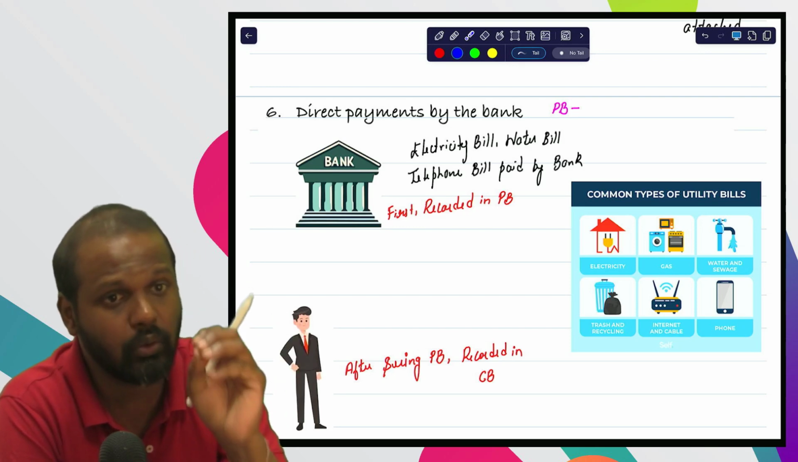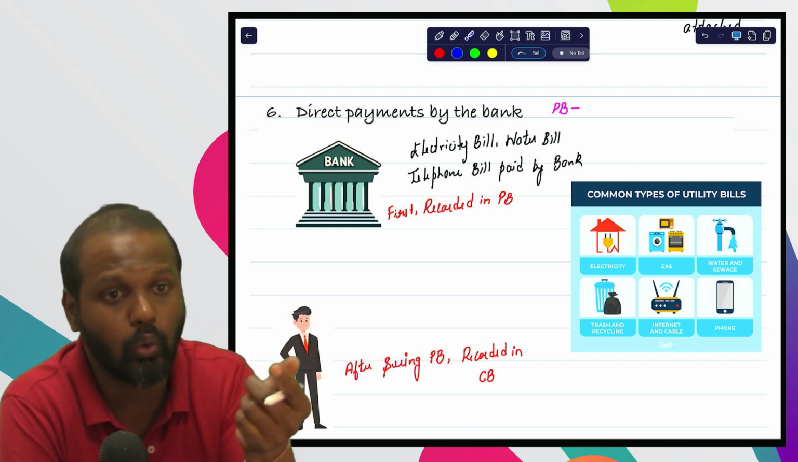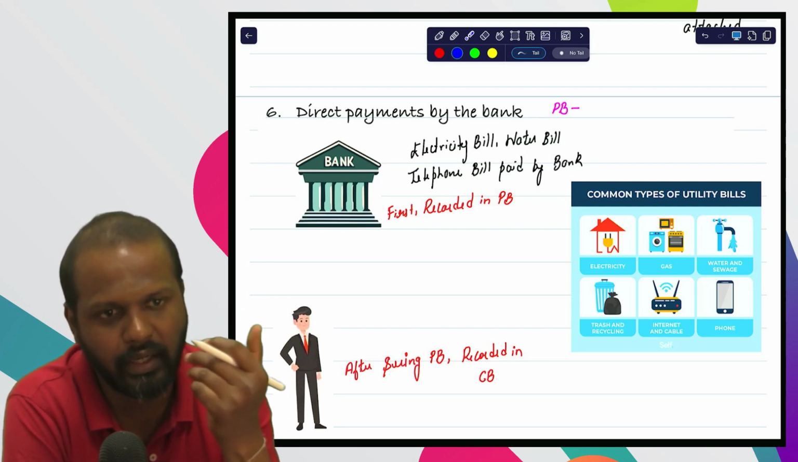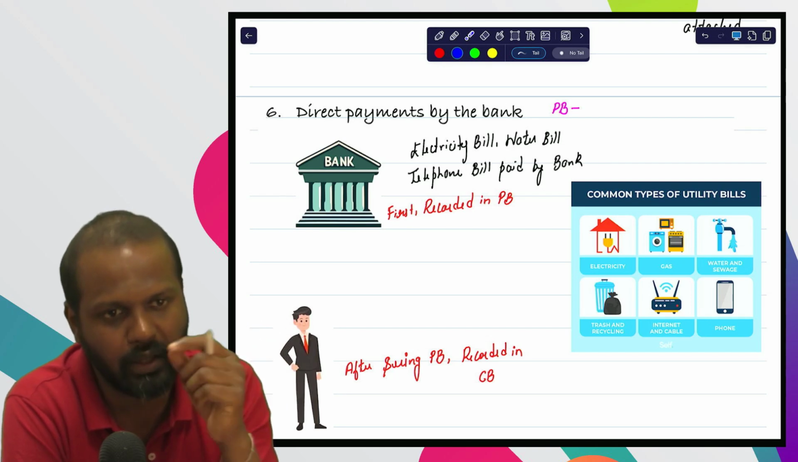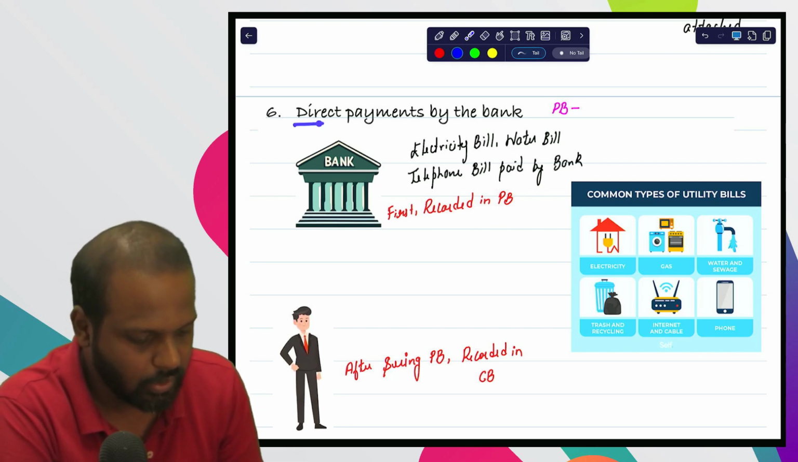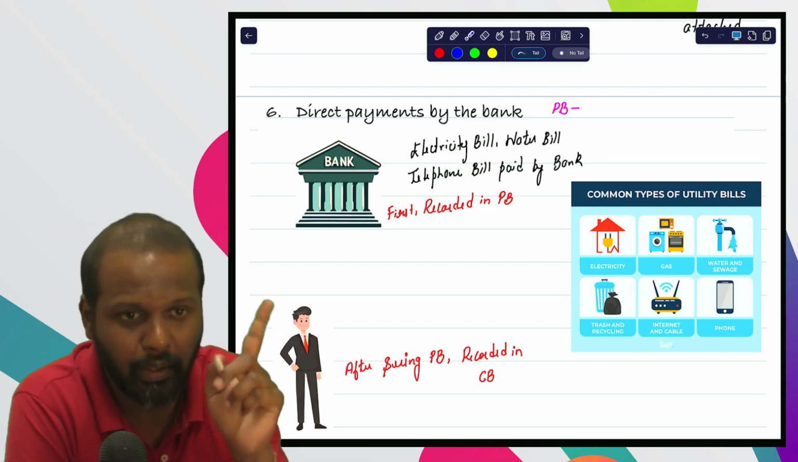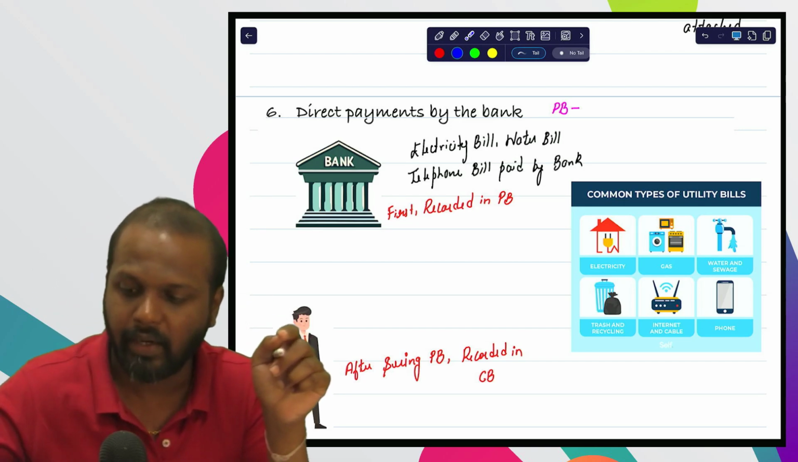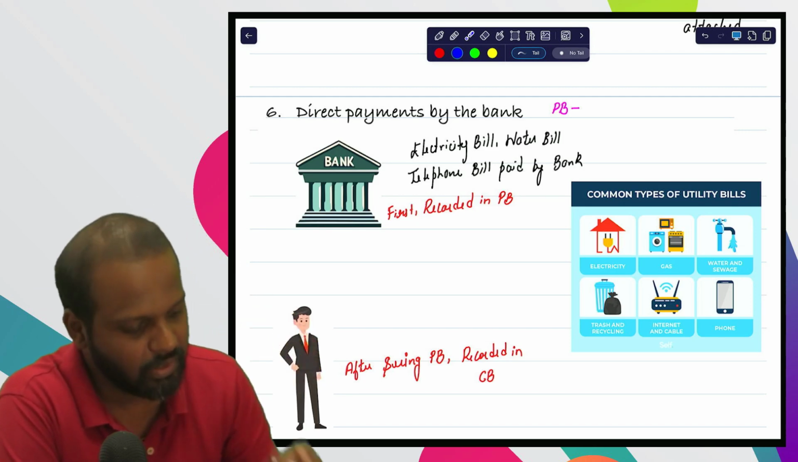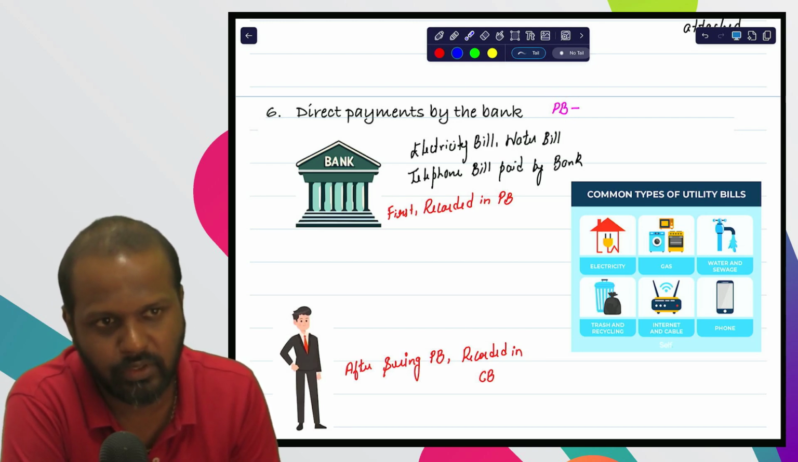But for that, you need to give instruction to the bank. You have to give the approval for auto debit. The bank will automatically debit your account by the electricity bill or water bill. That approval, that instruction, you have to give to the bank. So those are called direct payments by the bank. So who has done the payment? The bank. So if the bank has done the payment, then the entry will come in which book? Passbook. First entry is going to come in the passbook.